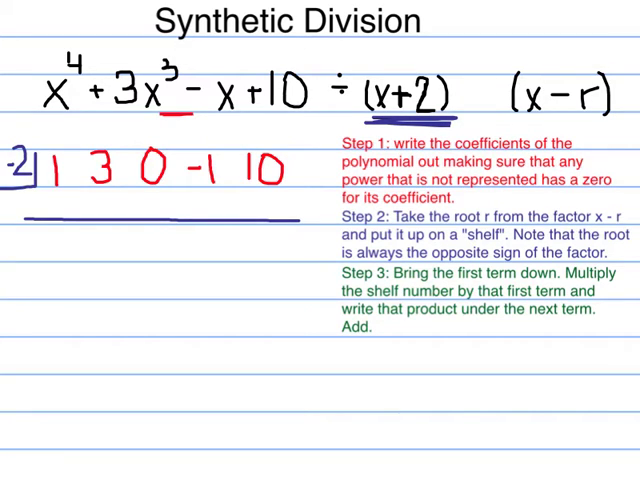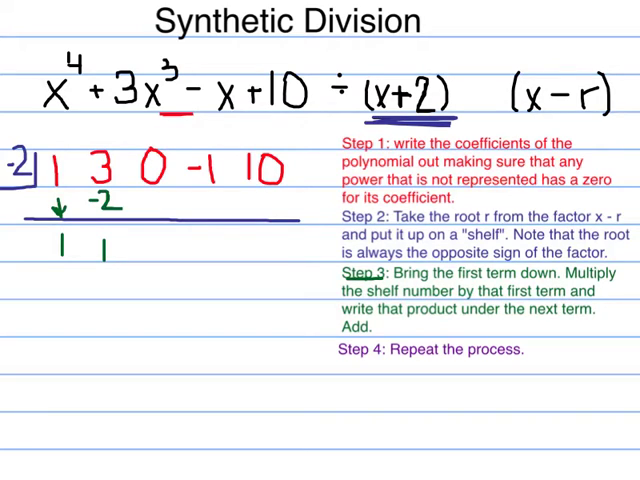Alright, so step 3 here is the actual synthetic division process. We are going to bring that 1 down. Then we take our shelf number and multiply the number by this. So negative 2 times 1 is negative 2. Alright, then we just add. 3 plus negative 2 is 1. Alright, step 4 is just to repeat that same process all the way until you get to the last term.